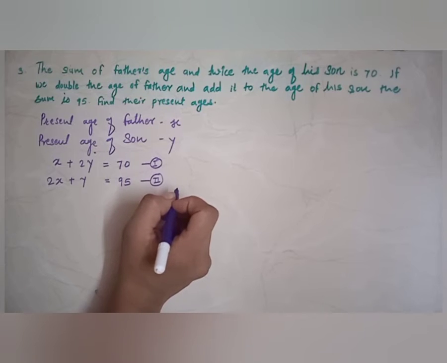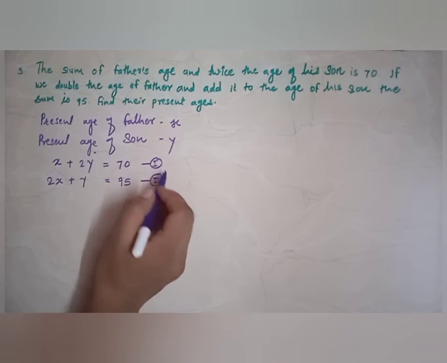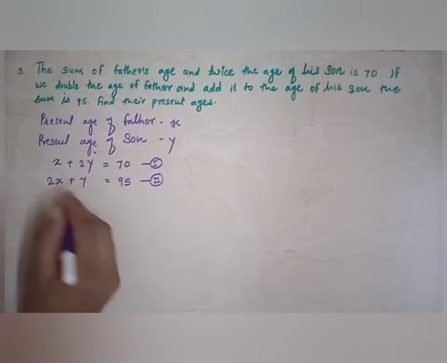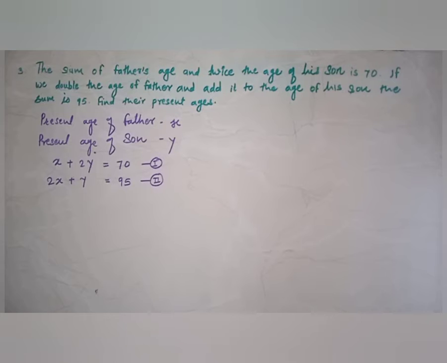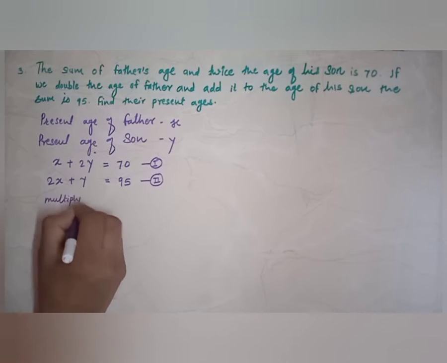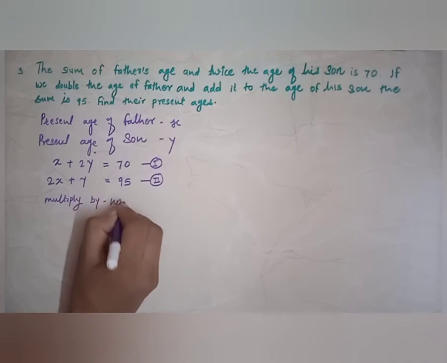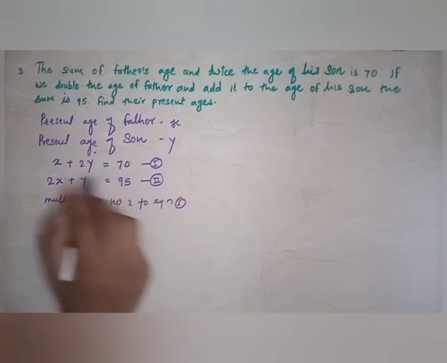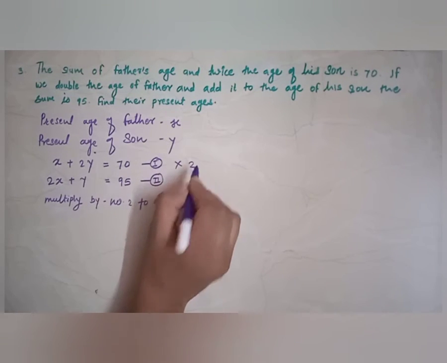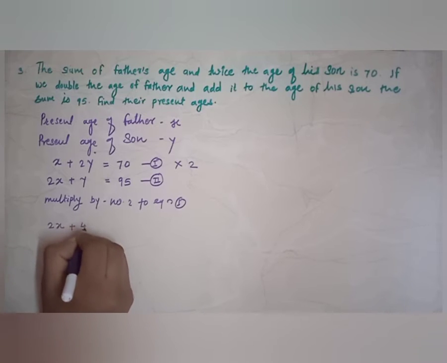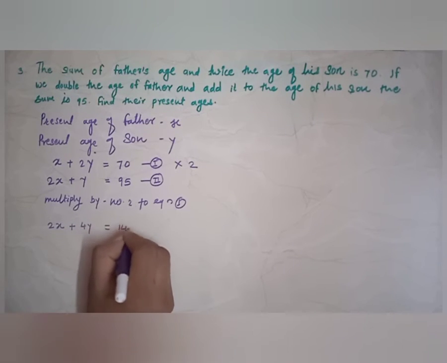So look here: x plus 2y is equal to 70 and 2x plus y is equal to 95. So we have to make the coefficients similar. We are going to multiply the first equation by 2. Then we get the same coefficient of 2x, plus 4y is equal to 140. This is our third equation.